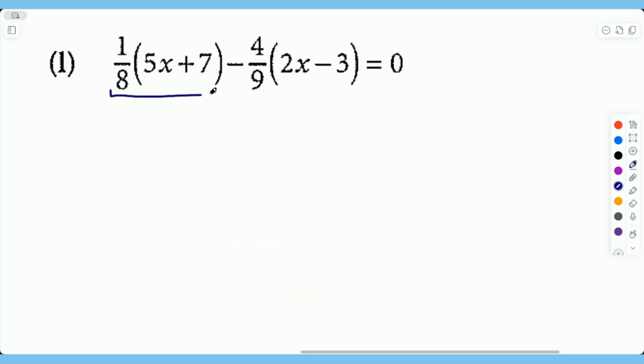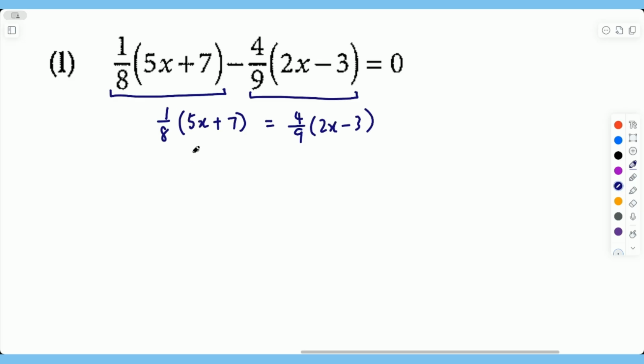There are 2 terms here in this equation. I will bring this whole term to the right side. So 1 over 8 bracket 5x plus 7 is equals to, this term here is negative. When I bring it over to the right side, it becomes positive. The term on the left side will be 5x plus 7 over 8. And the term on the right side, I will need to do expansion. So it becomes 8x minus 12 over 9.